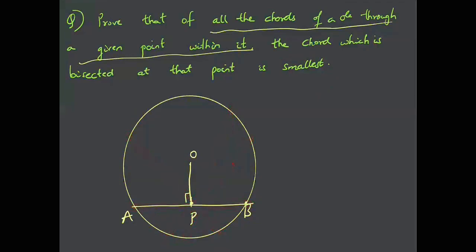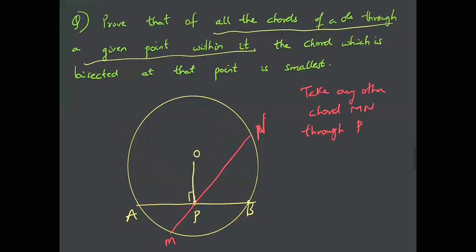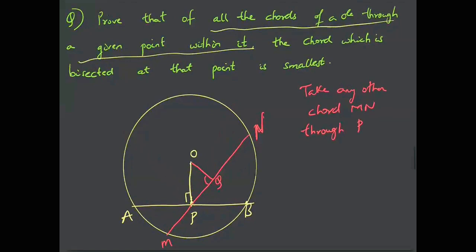So, okay, let us take any other chord. Say this is a chord. Say this is MN. Okay. Now, MN is clearly not bisected at point P. So, take any other chord MN through point P. So, let us say MN is bisected at some point Q. That is, OQ is perpendicular to MN. So, let OQ be perpendicular to MN.